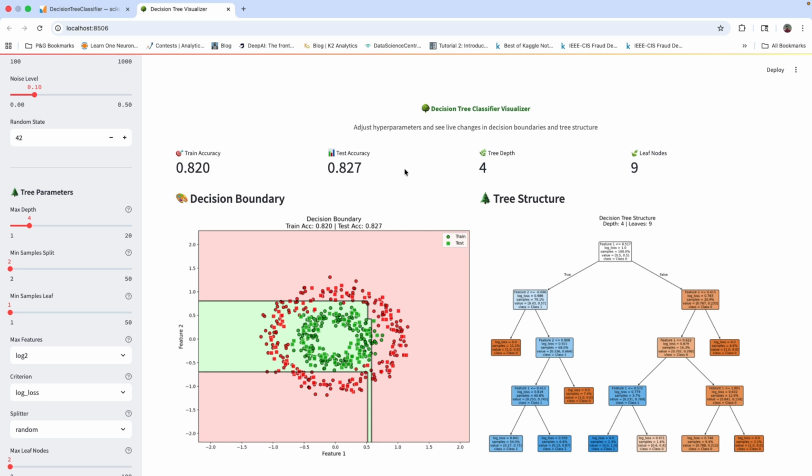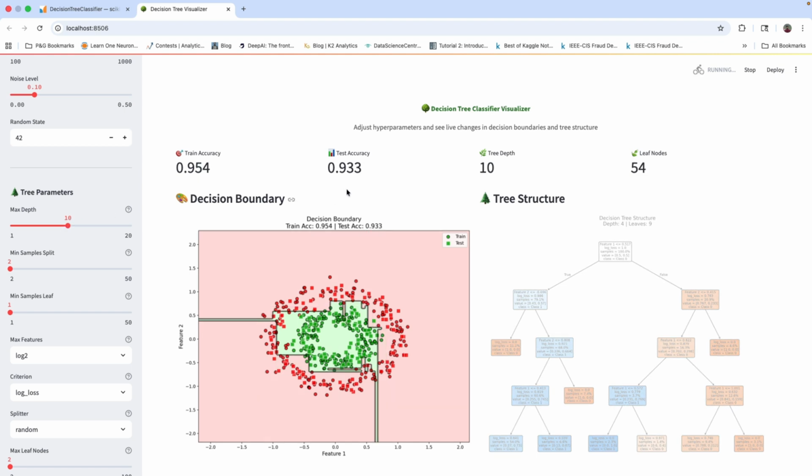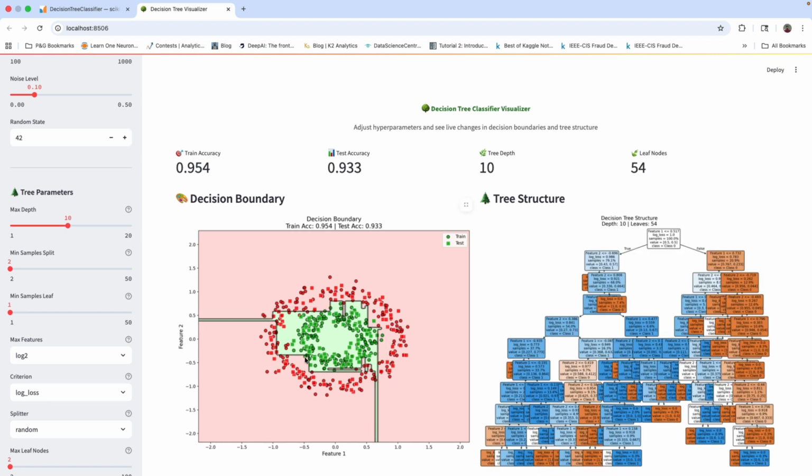And the boundary, now I can easily separate. My training accuracy and test accuracy have improved. I'm able to split it better, right? If I keep increasing it, like 4 to say 10, what happens? Now this is more able to split my data sets in a much better way.